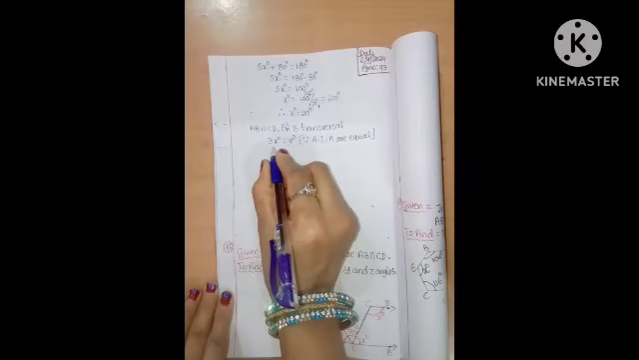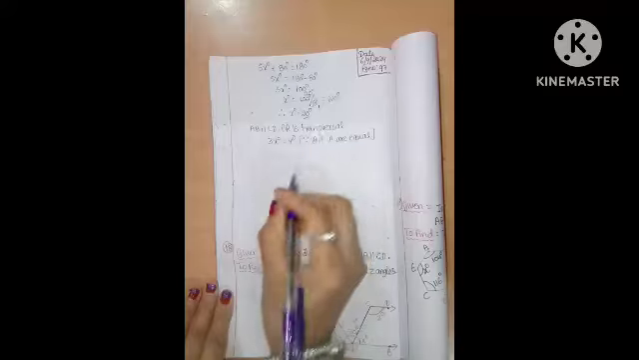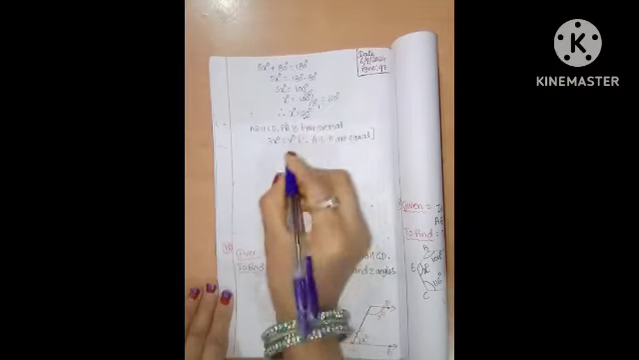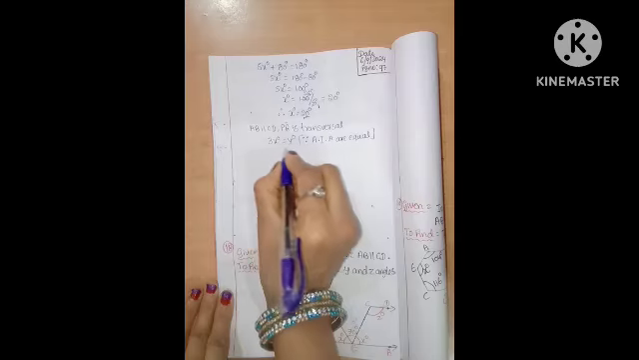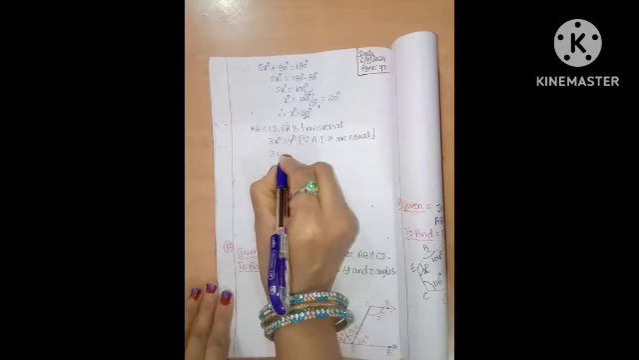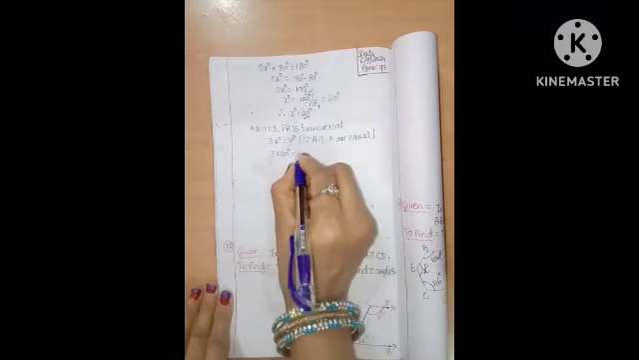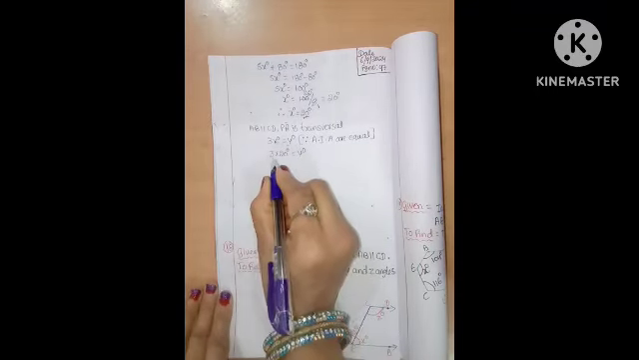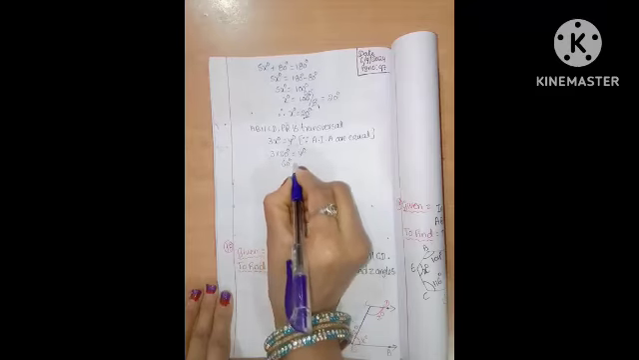So 3x degrees. We know x degrees is 20 degrees, so the x degree angle is substituted here. In place of x degrees, you will write 20 degrees, which is equal to y degrees. So 3 into 20 is 60 degrees. Very good.